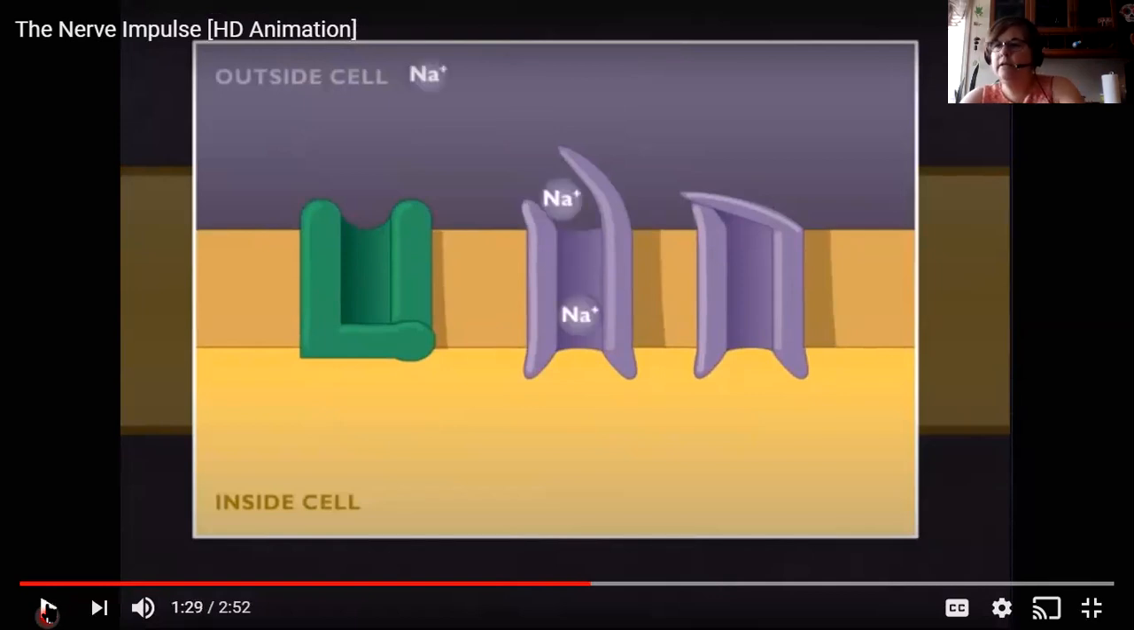So the hint here is the change has to be enough, and we're going to talk about that. It's a concept called threshold level. We'll get into that in a minute.